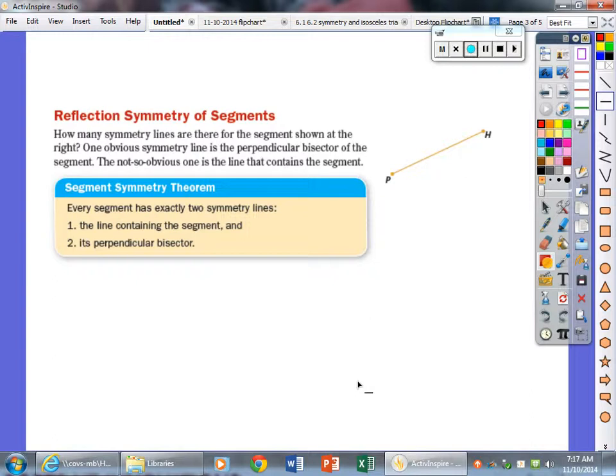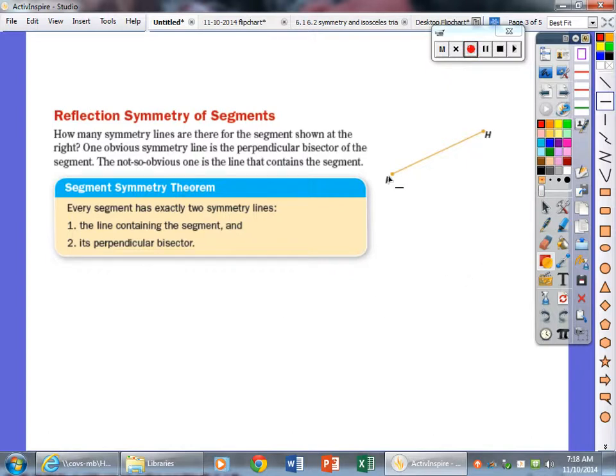Okay, so the first thing we're going to look at is the reflection symmetry of segments. Normally, most of us would think a segment only has one reflection line, and that reflection line would be the perpendicular bisector of that segment. So it would be the line that would go down through here at a 90-degree angle and cut the segment perfectly in half. A segment also has a second symmetry line, and it is the line that contains the segment.